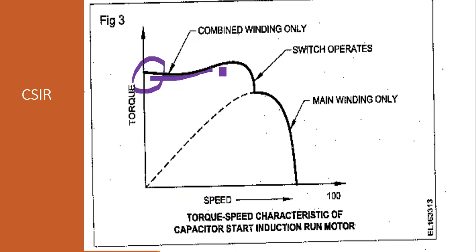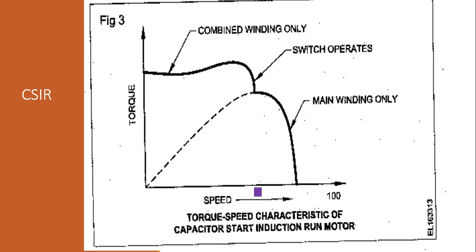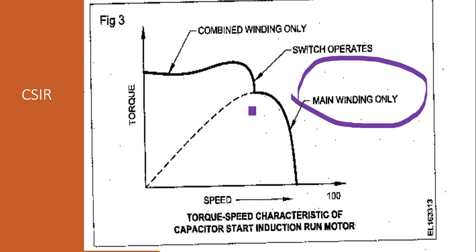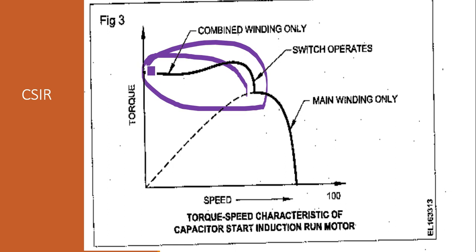After attaining 75% speed, what happens? You tell me. Yes, the centrifugal switch operates. How much percent of the rated speed? You can see this is the speed area. You can see almost 75% of the rated speed, the switch operates. Which switch? Centrifugal switch. Then what happens? The starting winding will be removed away. Then the only remaining winding will be the main winding. So in this section, the main winding only is available after the centrifugal switch operates, and up to this point from starting both the windings will be there.